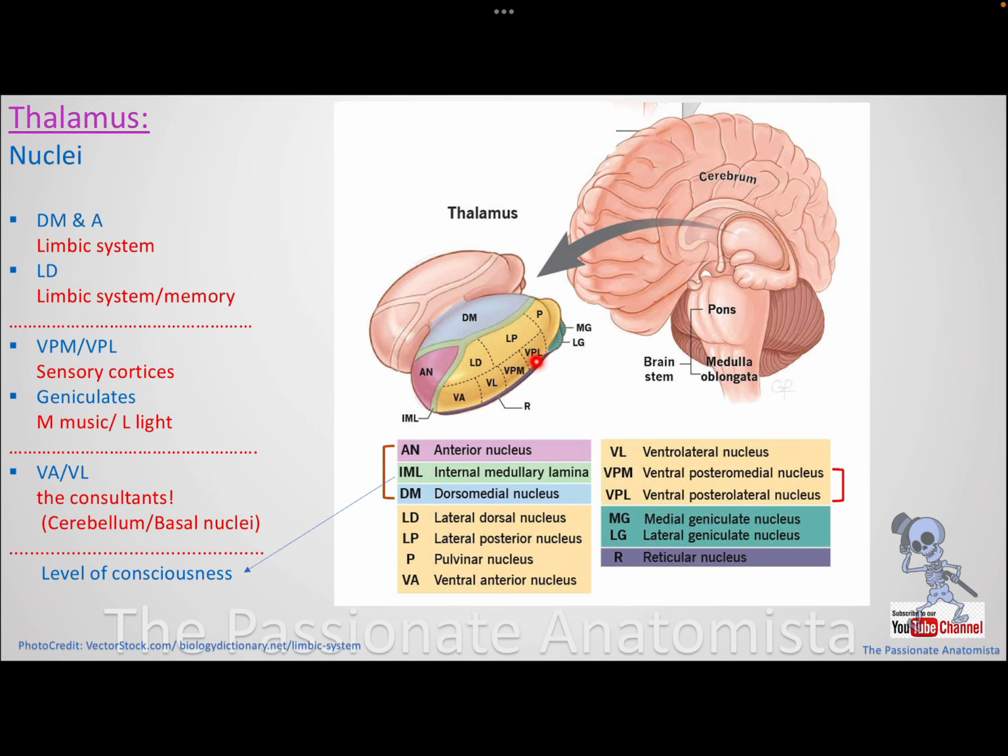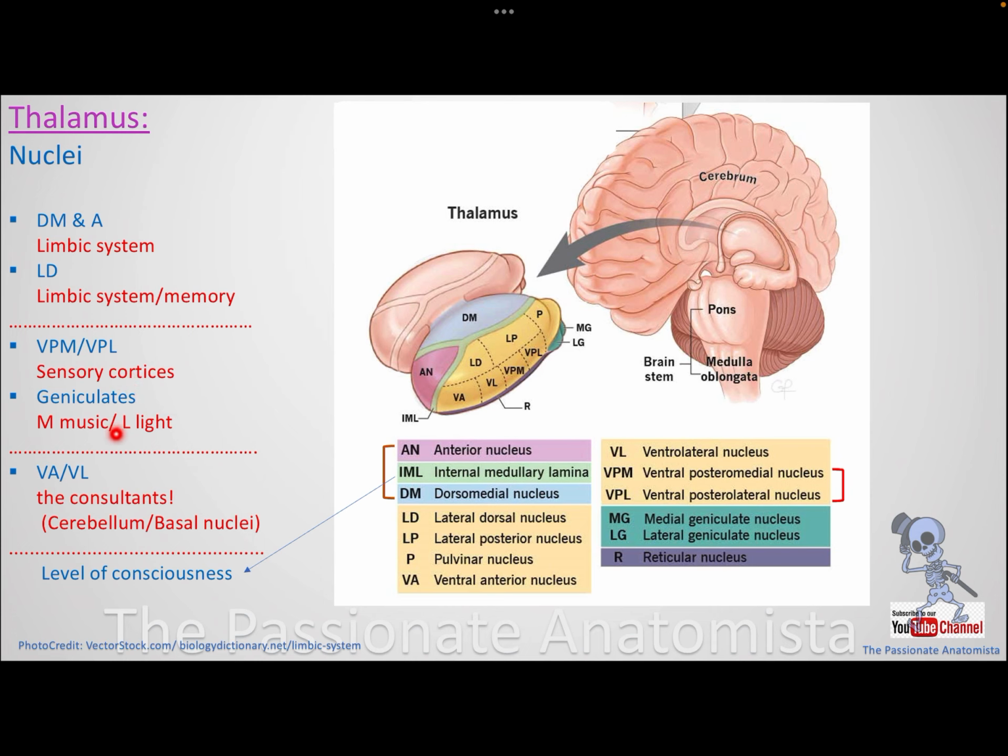VPL from the body, the ascending tracts. VPM, sensory information from the trigeminal nerve, and this is sensory information from the face. So this is the body and this is the face. And they take the information to the sensory cortices. All right? And what about the geniculates?